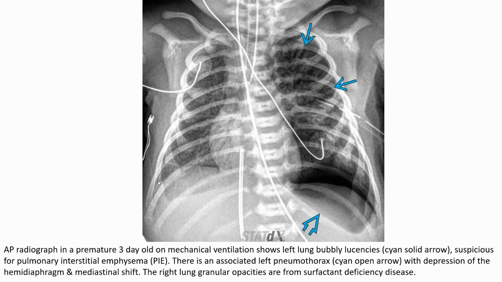The first case is the AP radiograph of a 3-day-old premature baby who is on mechanical ventilation. What we see here is bubble air lucency, mostly in the upper zone of the left lung, and also some of them in the right upper lung. Besides that, we also see a pneumothorax, well seen at the left lung base.